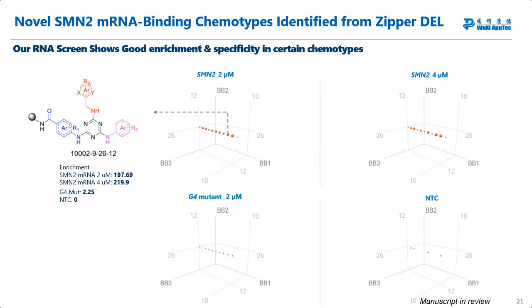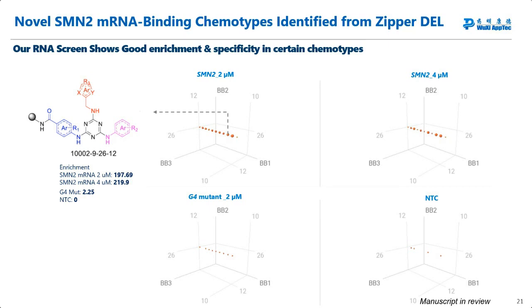In this selection, we had 4 conditions: SMN2 at 2 different concentrations, and 2 controls, the no target bit-only control to find bit binders, and the mutated G4 RNA control to help rule out non-specific RNA binders. The sequencing data was analyzed to calculate the enrichment score, and these cubic scatter plots demonstrate the enrichment of this building block 2 and building block 3 disynthon family.